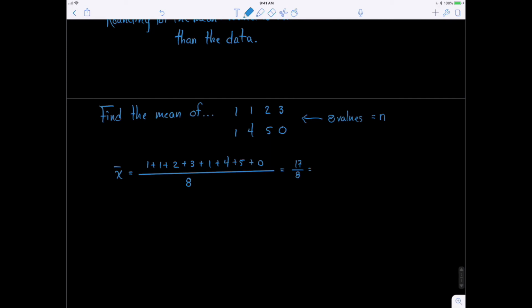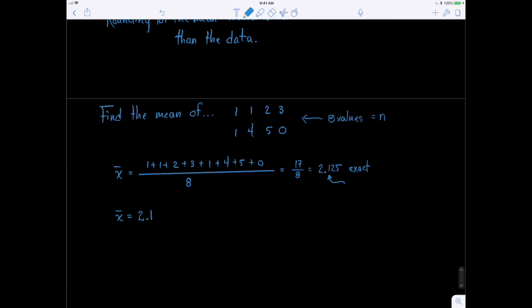Divided by 8, this is going to give me 2.125. Now, if I write it like that, that's actually the exact decimal, because that is actually 17/8 written in decimal form. But that doesn't hold to our rounding rule. So what we would do is we would say that x bar, the mean, equals, and so our data is in whole numbers, so I would need to round just to the 10th.